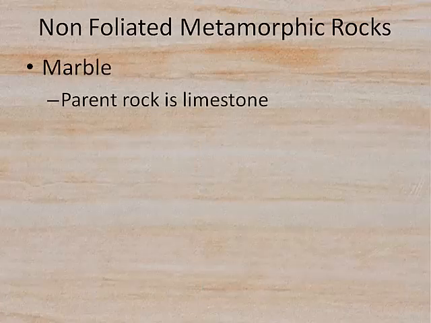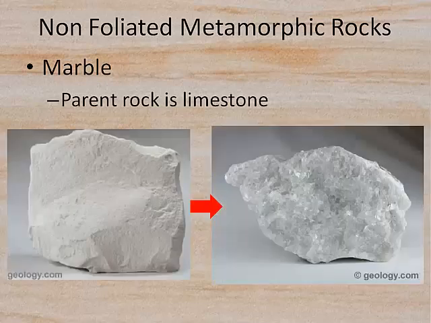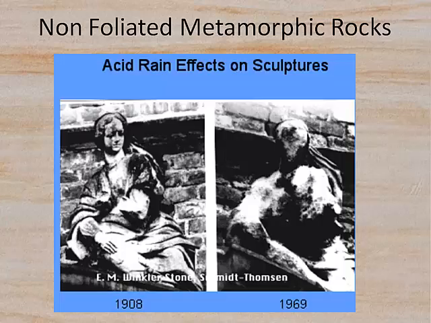Another type of non-foliated metamorphic rock is marble. If we take limestone and subject it to heat and pressure, the calcite that makes up the limestone will recrystallize and form marble. Now remember, calcite reacts with acid, so marble sculptures and marble buildings tend to dissolve over time due to the effects of acid rain.